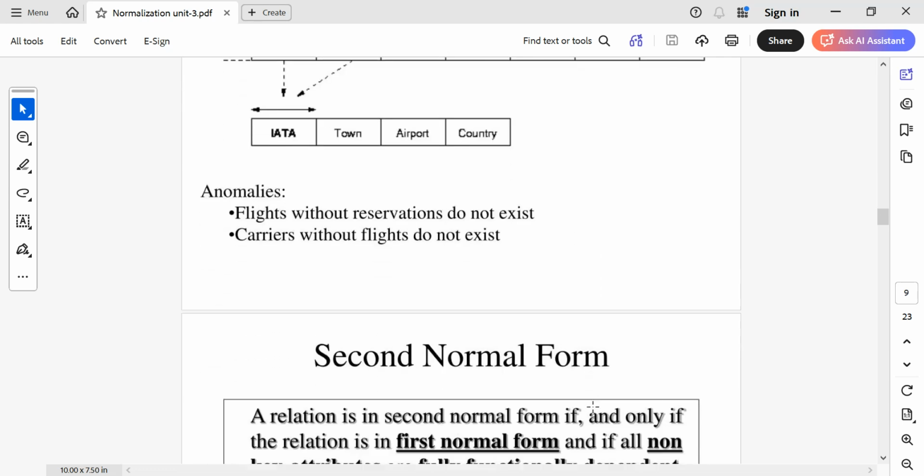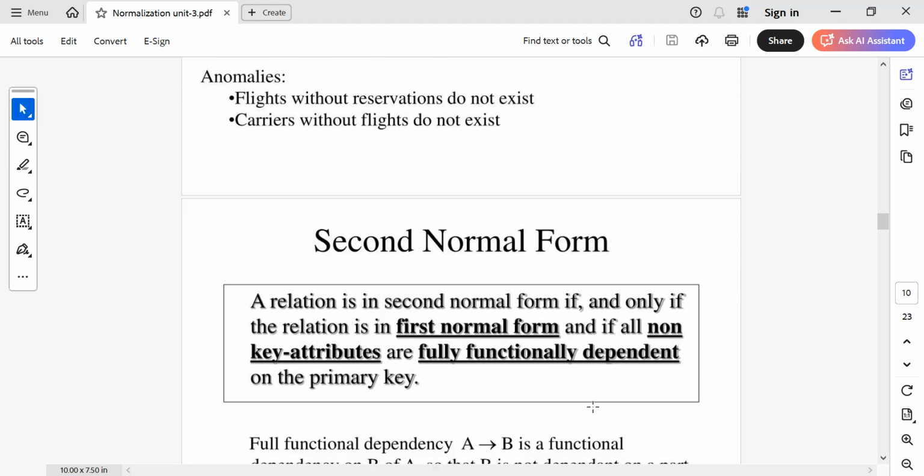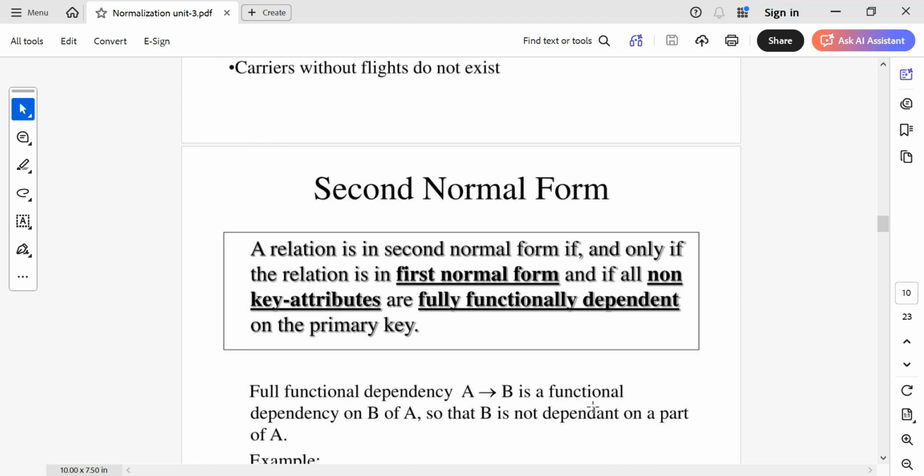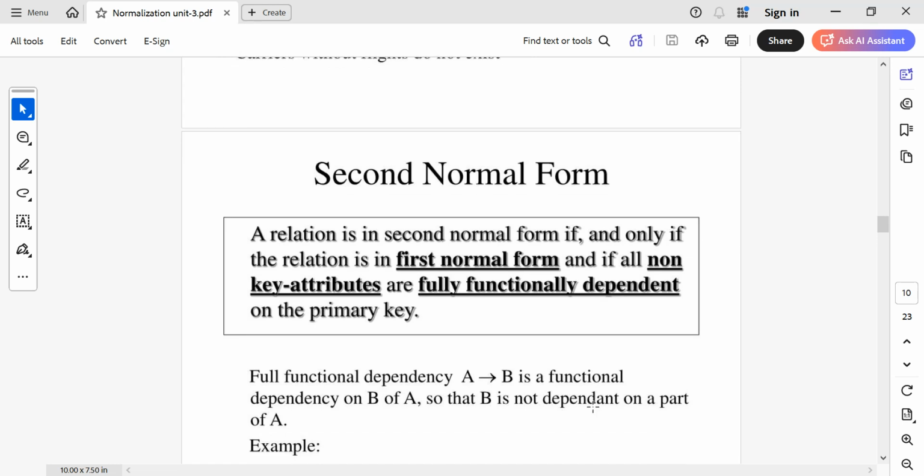Then we go for second normal form. A relation is in second normal form if it is in first normal form and all the non-key attributes are fully functionally dependent on the primary key. So what is non-key? Key means primary key, foreign key, super key, candidate key. Non-key means it is not a key attribute. Without being a key, any attribute present in a table is called a non-key attribute. Fully functionally dependent means dependent on the primary key.